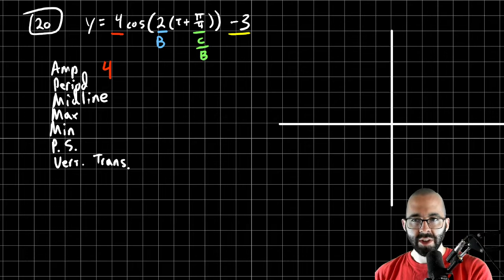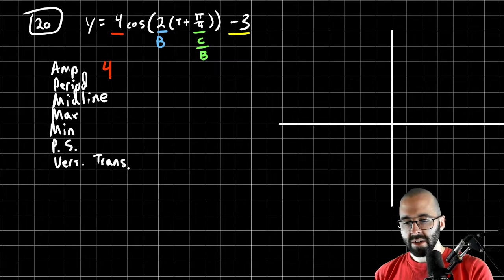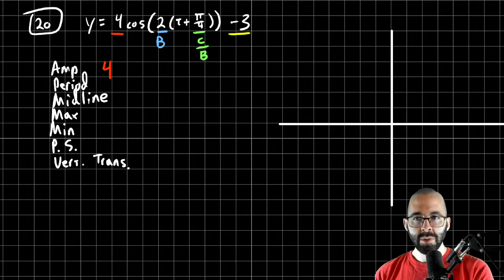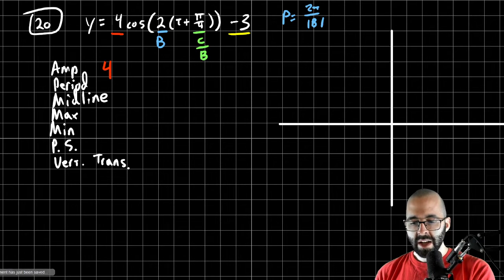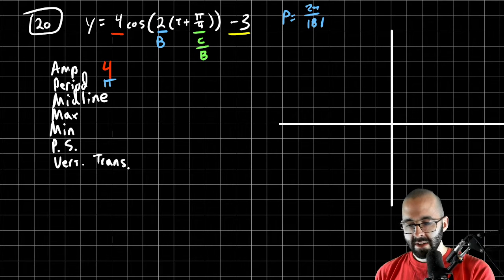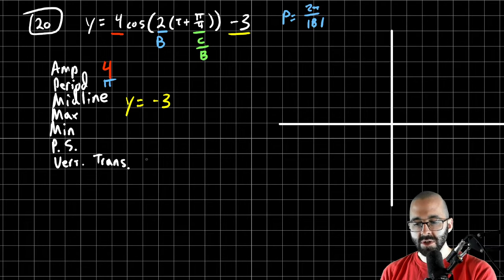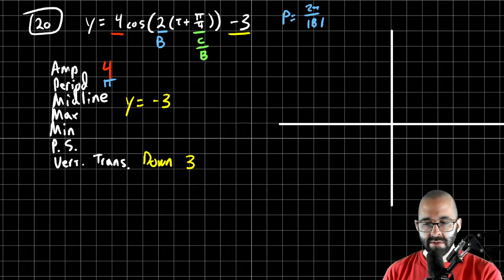It's the absolute value of A. Period. Well, normally it's 2 pi, but we're going twice as fast. The period is 2 pi divided by the magnitude of B. 2 pi divided by 2 is just pi. The midline is the line y equals -3, which is very close to the vertical translation. Vertical translation says we're going down 3. The maximum, let's worry about that in a bit.